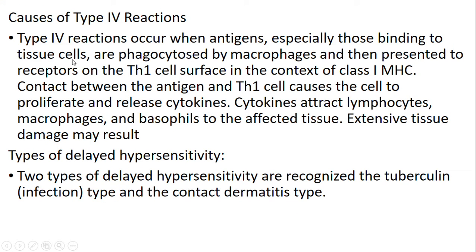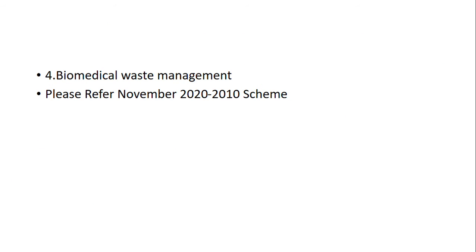Causes of type 4 reactions. Type 4 reactions occur with antigens, especially those of tissue cells, phagocytosed by macrophages and presented to the receptor on the Th1 cell surface with class 1 MHC. Contact between the antigen and the Th1 cells causes the cells to proliferate and release cytokines. Cytokines attract lymphocytes, macrophages and basophils to the affected tissue. Extensive tissue damage may result. There are two recognized types, the tuberculin type and the contact dermatitis type. Management already discussed.